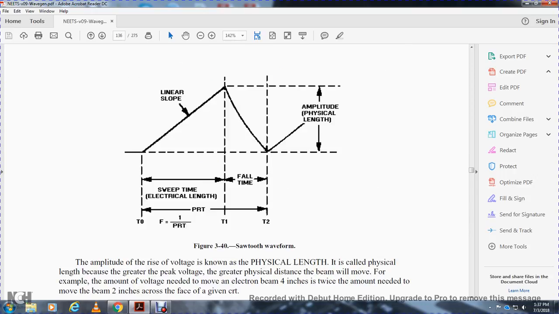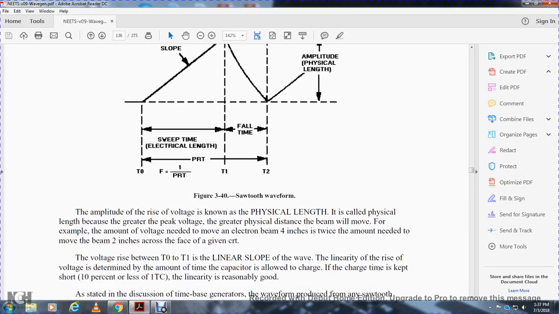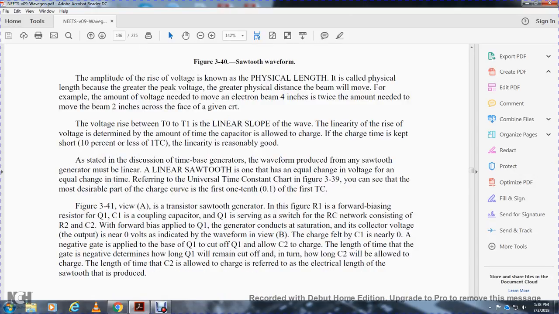Alright, figure 340 shows the sawtooth waveform: linear slope, sweep time, electrical length, and phase readiness time. Frequency is equal to 1 over the phase readiness time, the time interval T0 to T1, T1 to T2, fall time, amplitude or physical length. The amplitude of the rise of voltage is called the physical length because the greater the peak voltage, the greater the physical distance the beam will move. For example, the amount of voltage needed to move the electron beam 4 inches is twice the amount needed to move the beam 2 inches across the face of the given cathode ray tube. Voltage rise between T0 and T1 is the linear slope of the wave.